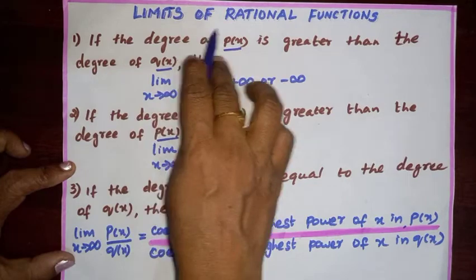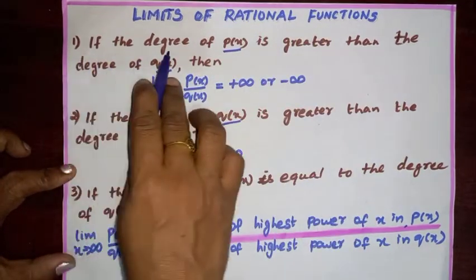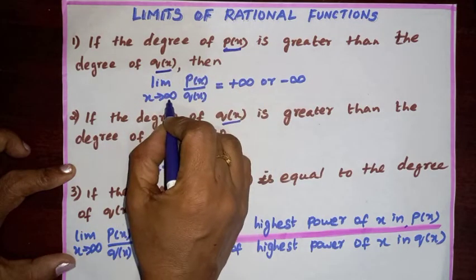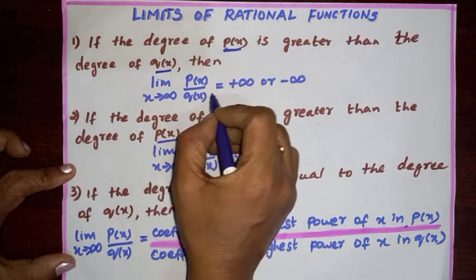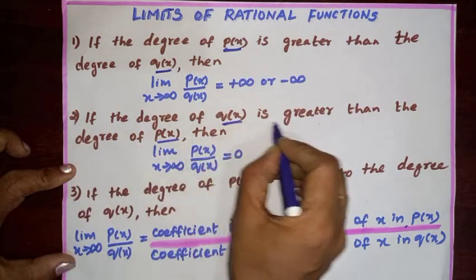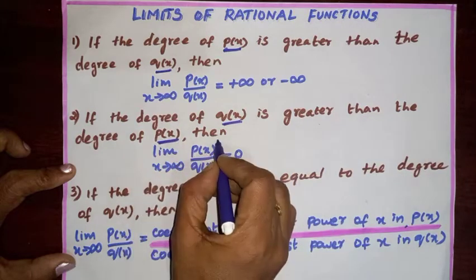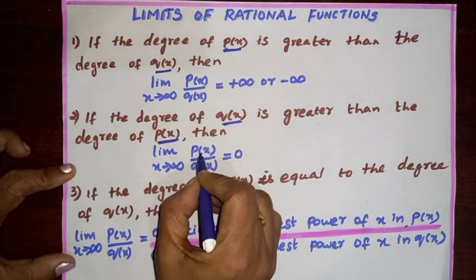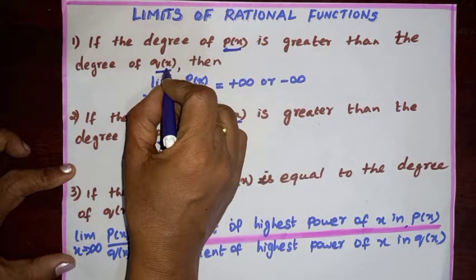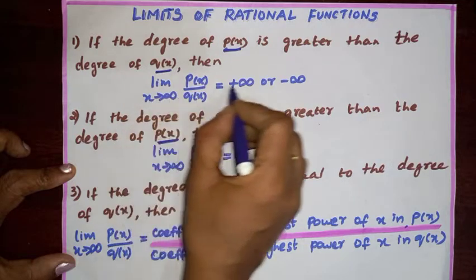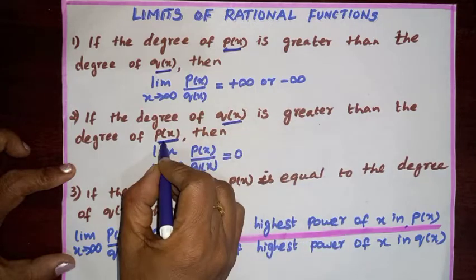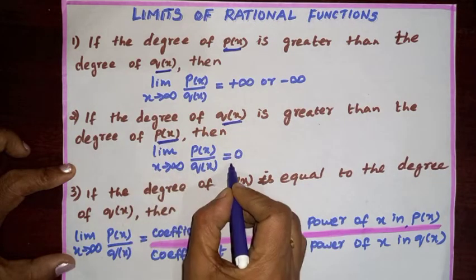Let's see limits of rational functions. If the degree of p of x is greater than the degree of q of x, then limit x tends to infinity p of x by q of x equal to plus infinity or minus infinity. If the degree of q of x is greater than the degree of p of x, then limit x tends to infinity p of x by q of x equal to 0.